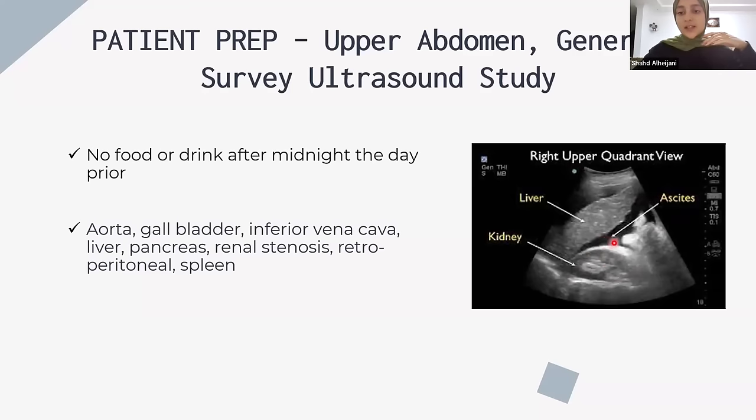But in this case, you can see ascites, which is a buildup of fluid in the abdomen. So here you can see there's a space between the kidney and the liver. So this can be picked up on ultrasound.